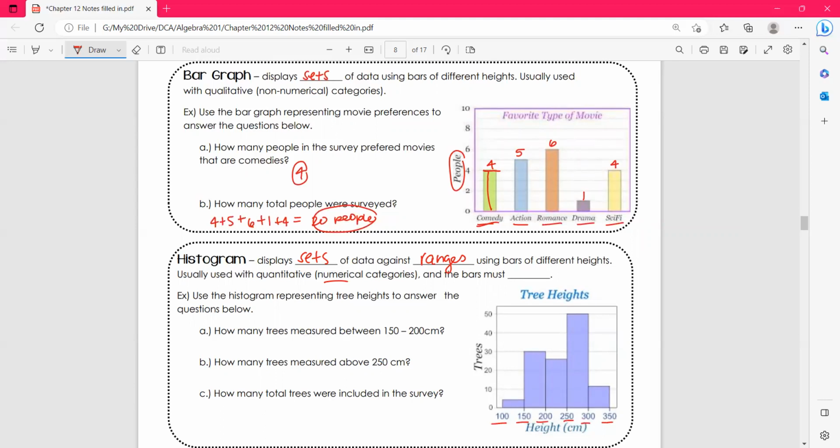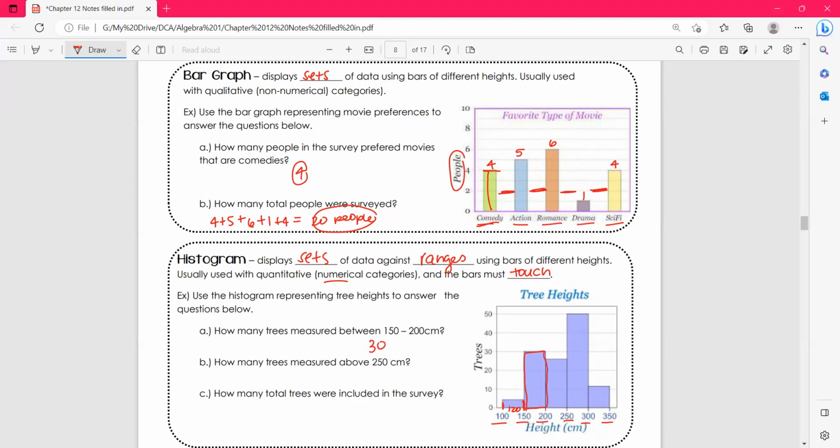And the bars must touch for a histogram. Notice these bars don't touch in between. In a histogram, they do touch, and that's important. Okay, so how many, but we read it the same. How many trees measured between 150 and 200? So this is 100 and this is 150. So in here could be 120. Okay, so if we want 150 to 200, we are looking at this bar, and that's 30 trees.